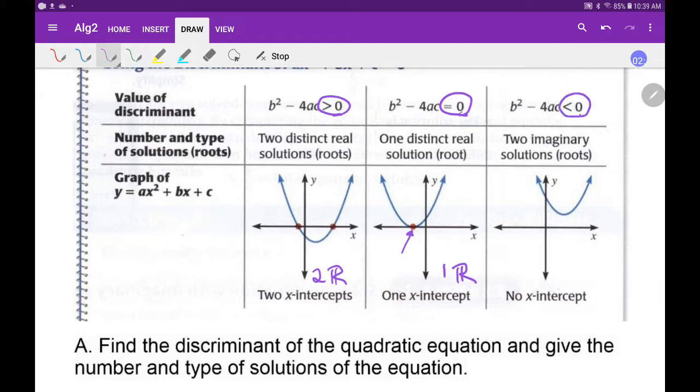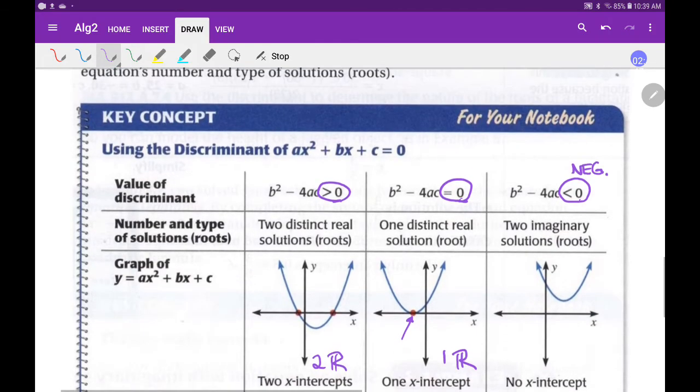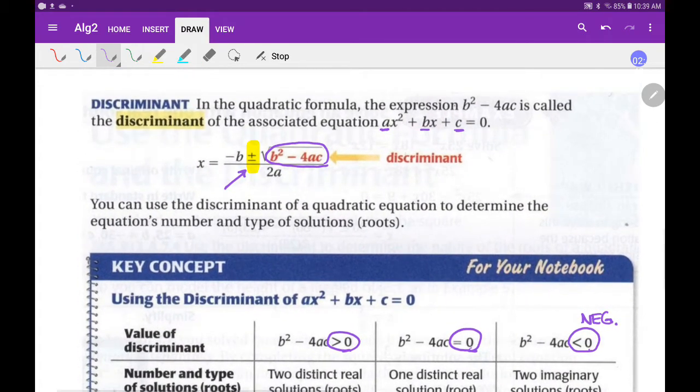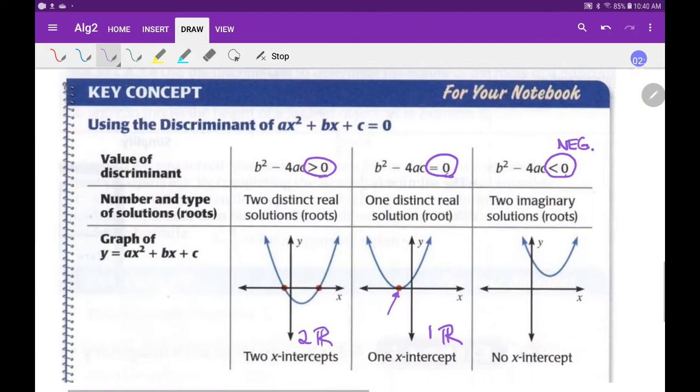b squared minus 4ac is less than 0? If it's negative, that means it's negative. Well, if it's negative, okay, let me go back up here to the formula. If it's negative, let me get rid of that. I'm taking the square root of a negative number. I can't really do that.